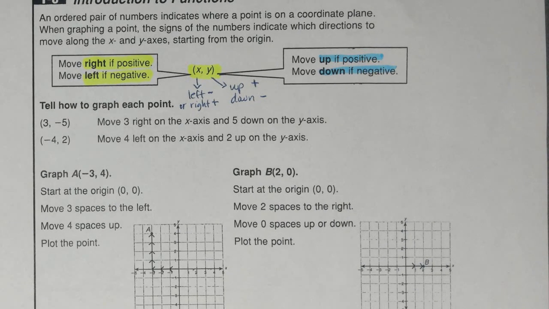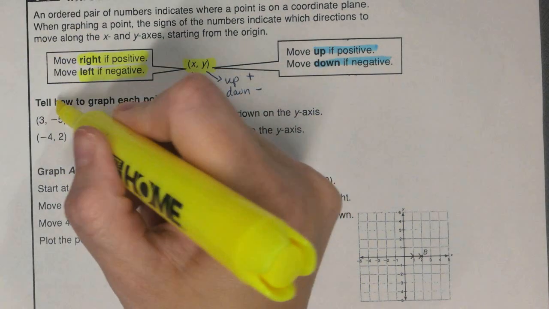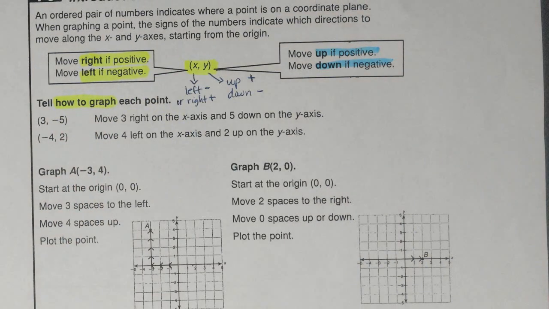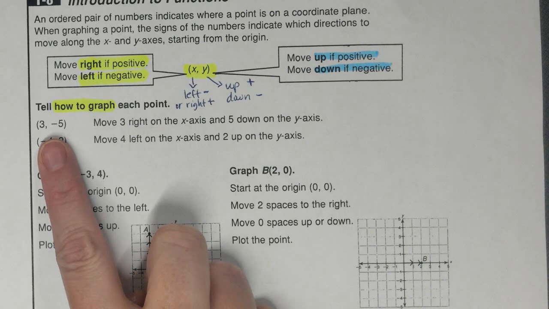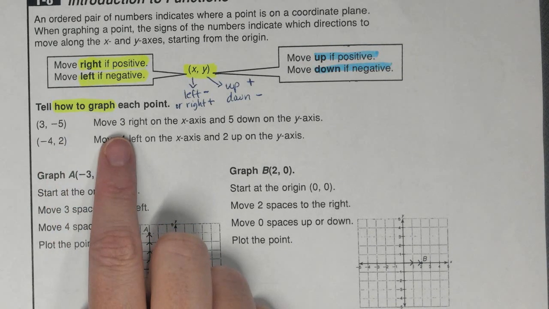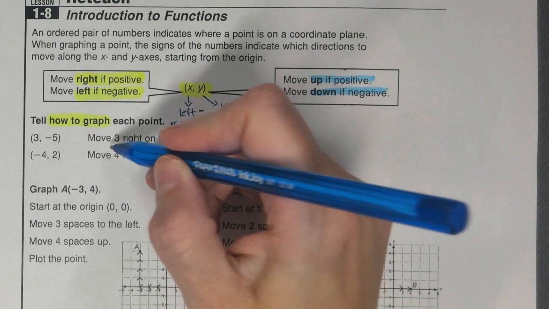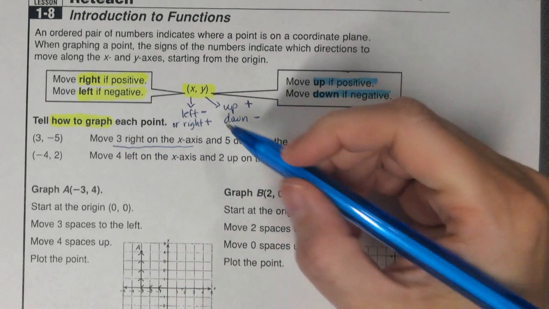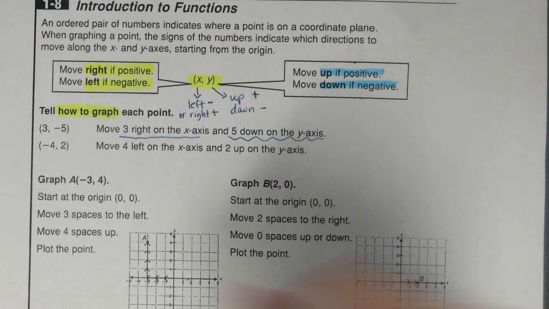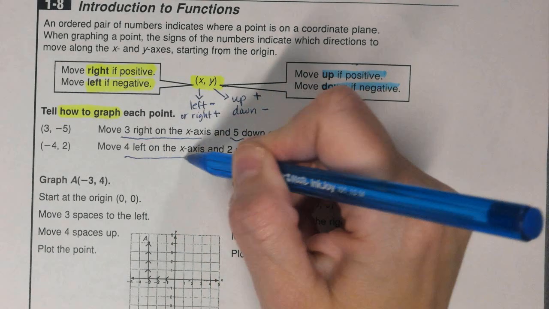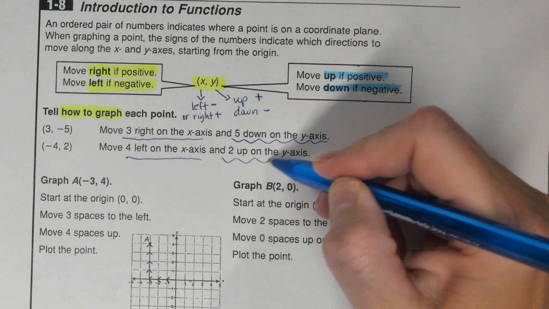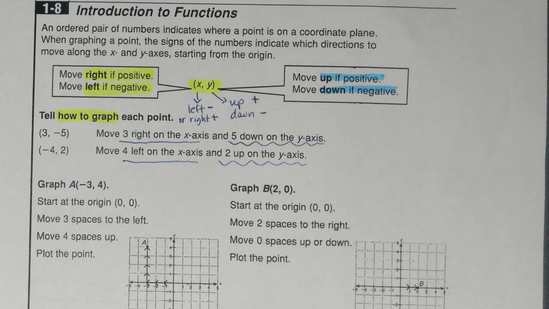Alright, so the first type of problems you're going to have are just going to ask you to tell how to graph each point. So you don't even have to plot it yet. You just have to say how. So for this one, you're going to say that you move 3 right on the X, 5 down on the Y because it's negative. If you have a -4, you go 4 left on the X, 2 up on the Y.